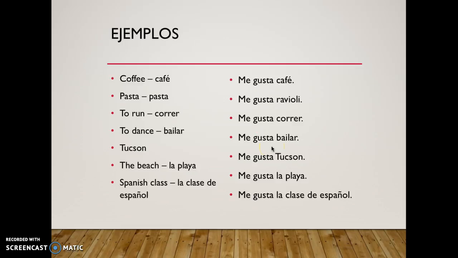I like to dance, to sing, to sleep, and to read. Okay? So I would say, me gusta bailar, cantar, dormir, y leer. Even though I have many actions I like, it's always going to be in the singular, and that's the only exception here.